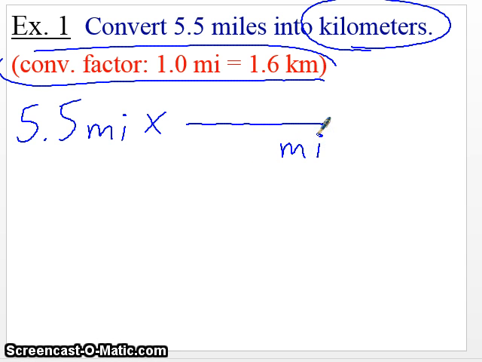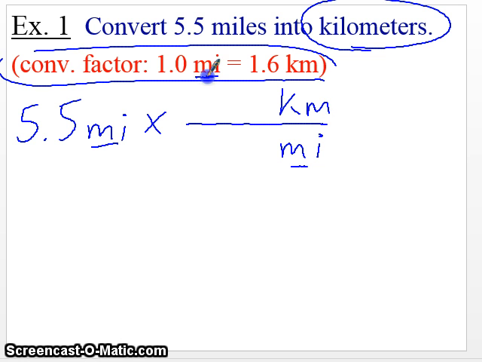Do you remember why? So the units cancel. Exactly right. So the units are on opposite sides. This one's on top, this one's on the bottom. And then you would put the kilometers, what you're converting to, on the opposite side of the conversion factor. Okay. And then simply fill the numbers in.